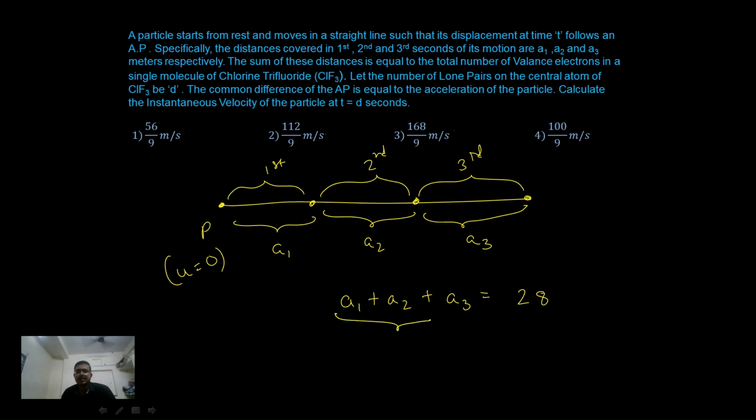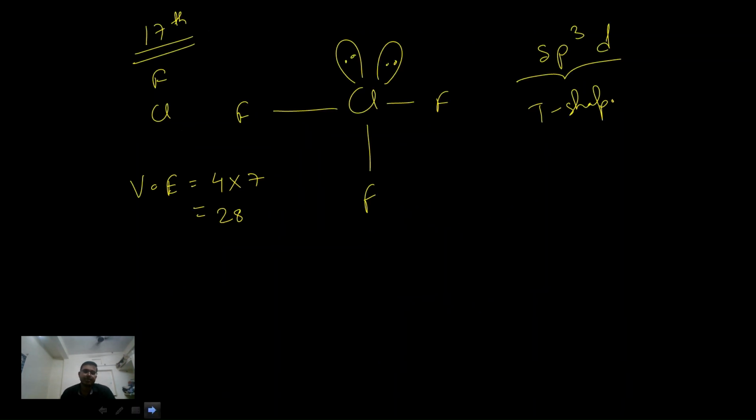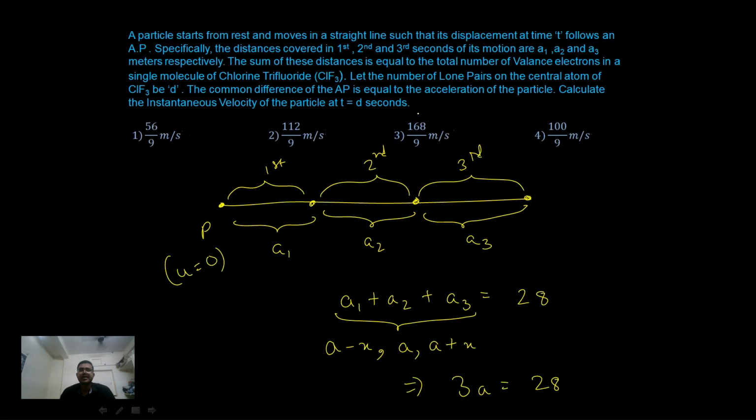Now these three are in AP, so we always know that if three are in AP, we always take a minus x, a and a plus x. Next, from here I can write 3a is 28. We have seen this all. Next, what is it saying?